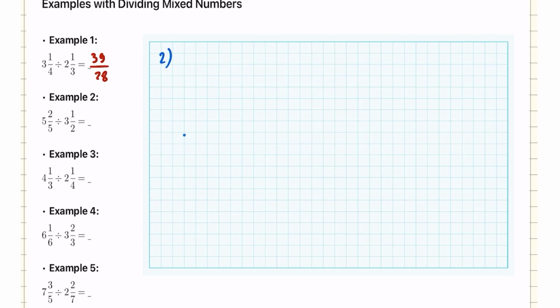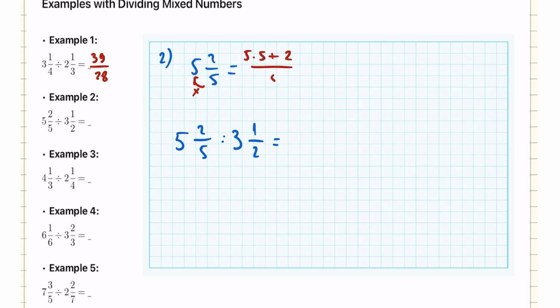Now number 2, we have 5 and 2 over 5 divided by 3 and 1 over 2. We are doing the same thing. The first fraction, 5 and 2 over 5. We need to multiply 5 and 5 plus 2 over 5. It will be 27 over 5. Now second fraction, 3 and 1 over 2 equals. We need to multiply 3 times 2 plus 1 over 2. It will be 7 over 2.